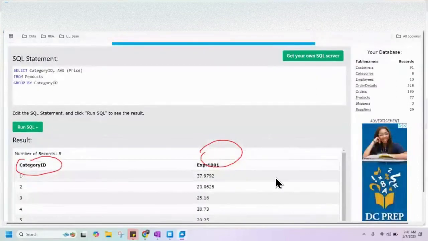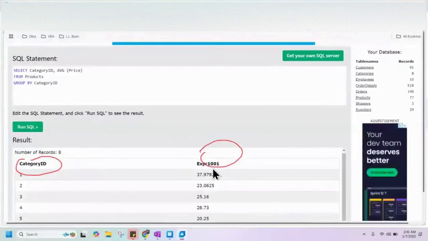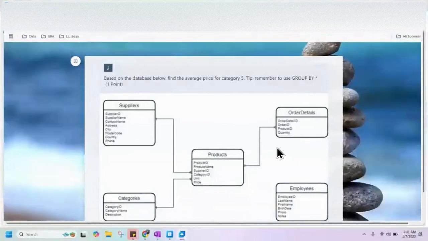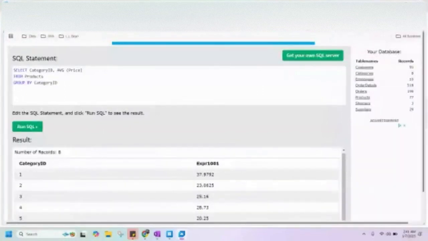So you will have those 8 records, and then it took the average price. So it added them all up, divided by the number of items. If one had 5 numbers, it took the 5 numbers, added them together, divided by 5, and gave you this number. Exactly. Got it. So the question was asking me, based on the database below, find the average price for category 5. 22.5 is the answer, I think.